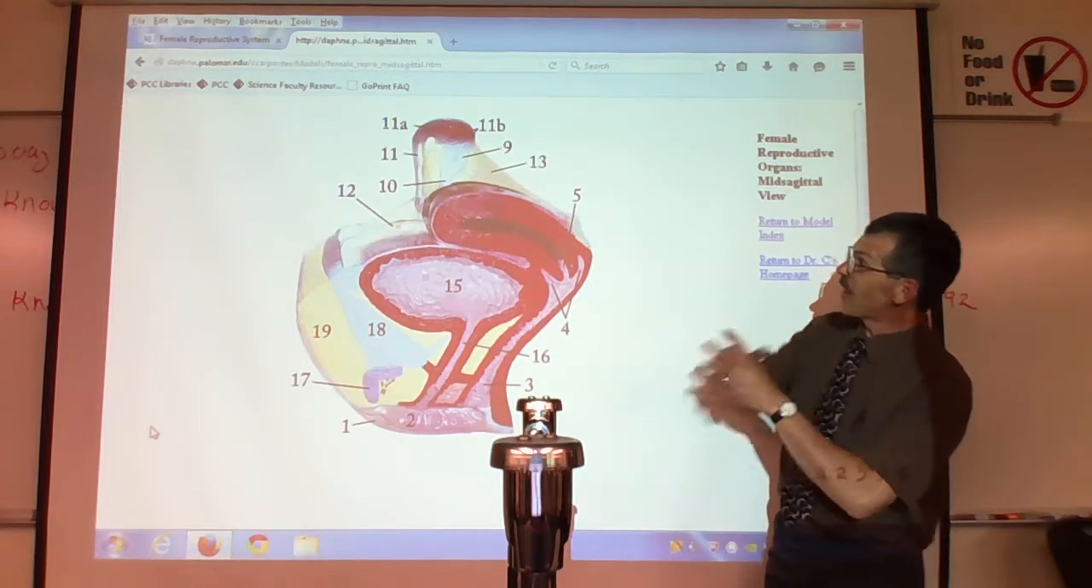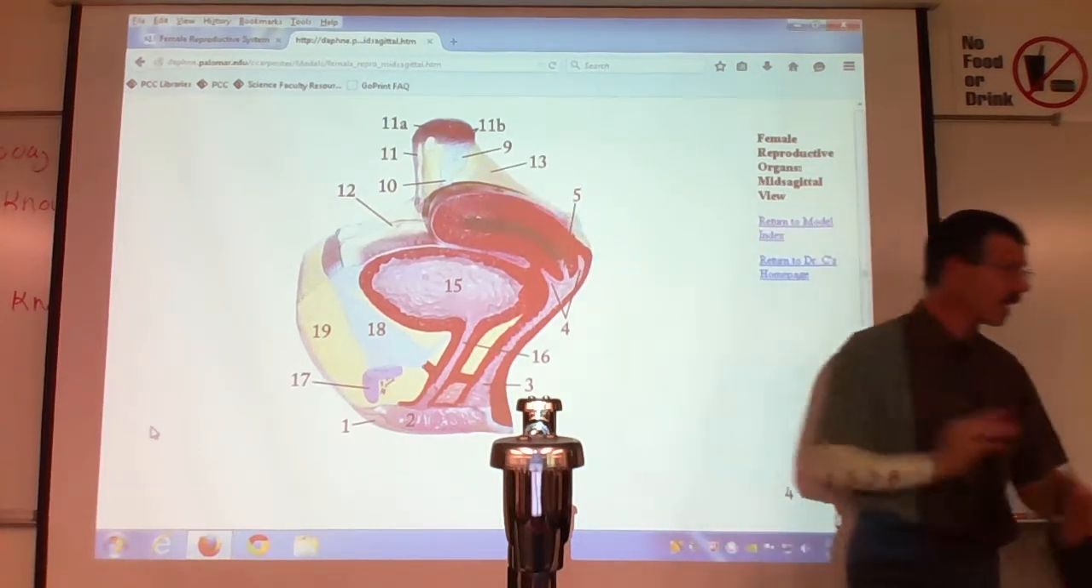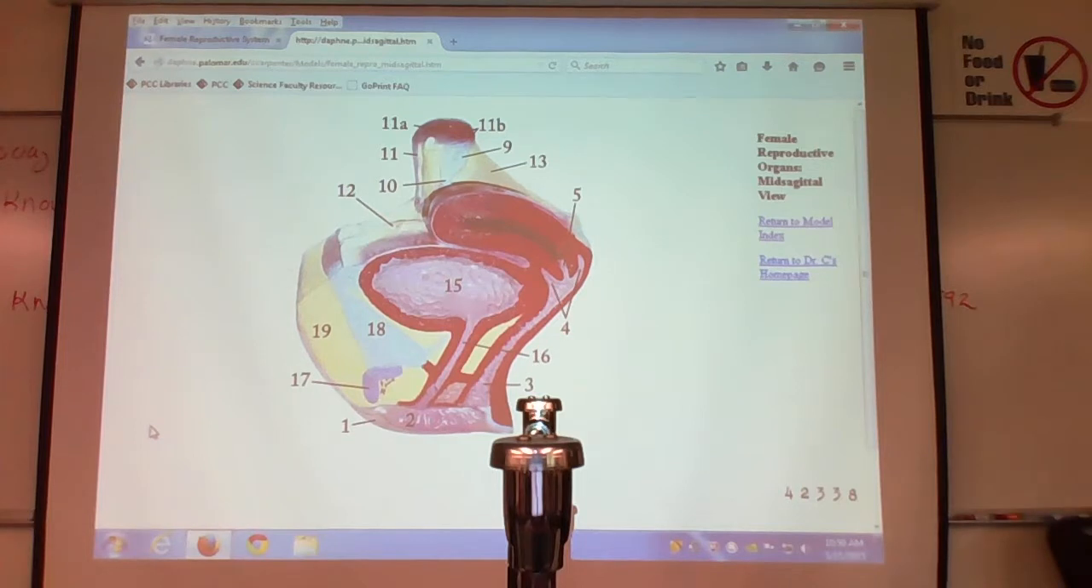So now we've got the yellow one, number 13. What's all the yellow going to be? Broad ligaments. It's wide. Right? So that's the hammock the uterus sits in.